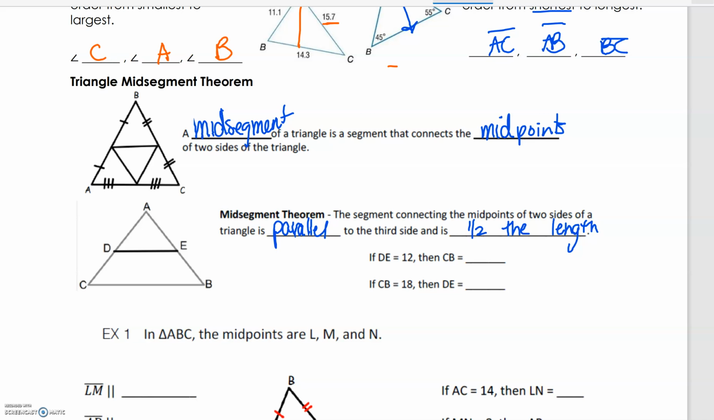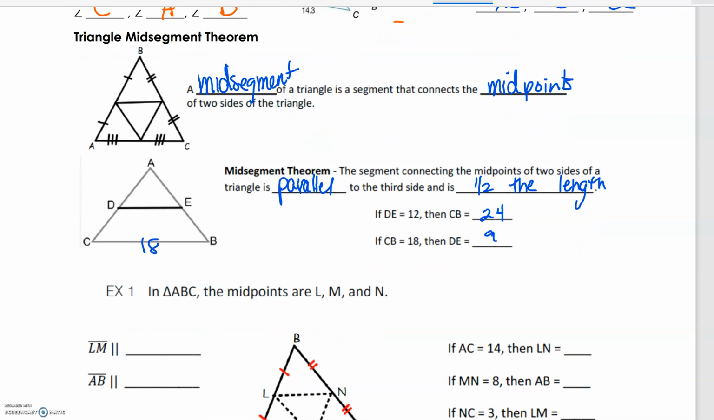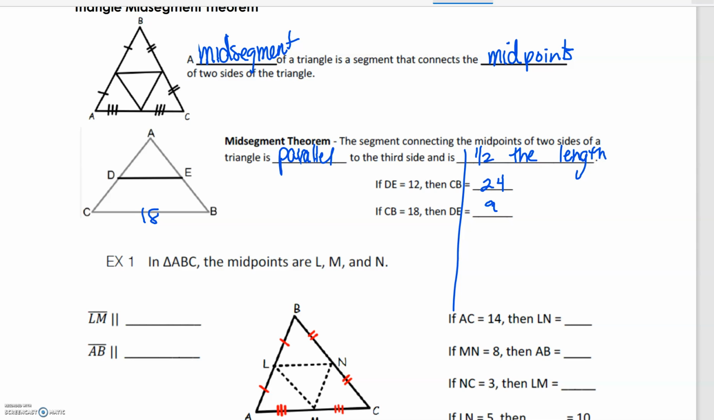of that CB. So if DE right here is 12, then this would be double, it would be 24. If CB was 18, then we could cut this in half and know that DE would be 9. So let's go ahead and apply that.